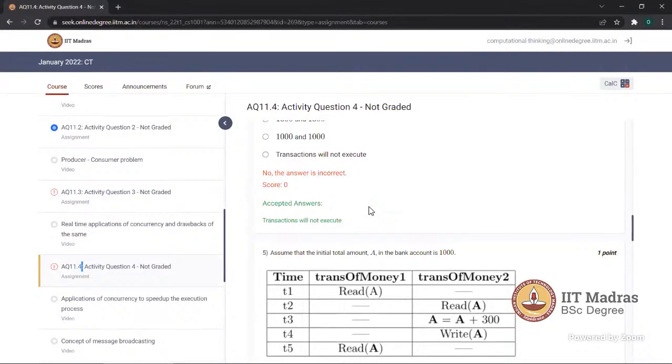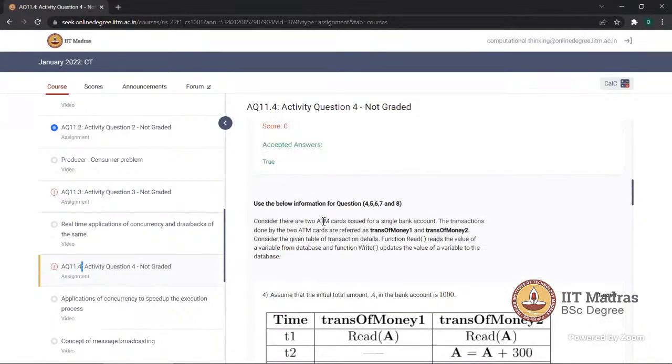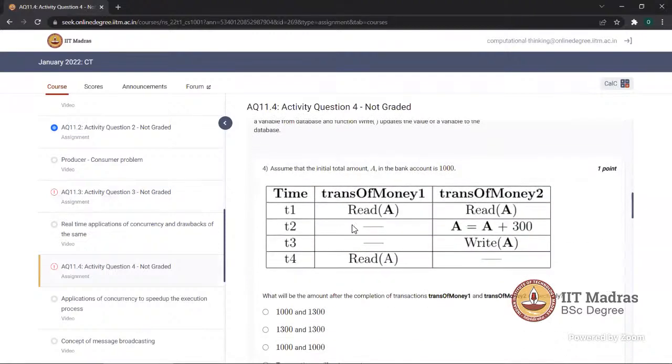Yes, sir. So let's consider what is happening. Consider there are two ATM cards issued for a single bank account, the bank account being A. These are two transactions, 1 and 2. Consider the given table. This is very obvious. So let's start with this particular execution. Sir, first of all, can I tell you what I was thinking about this? Yeah, sure.